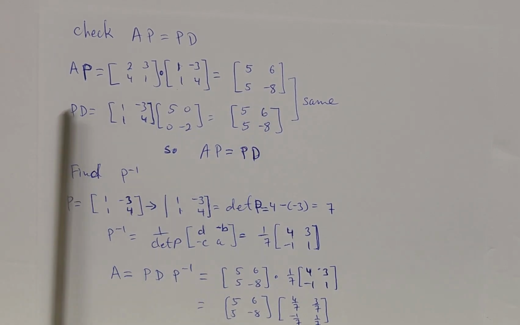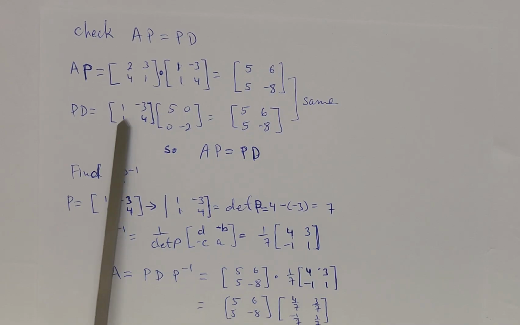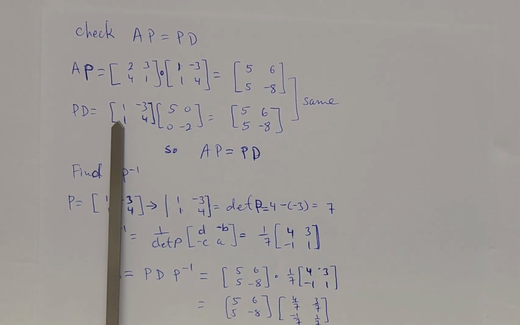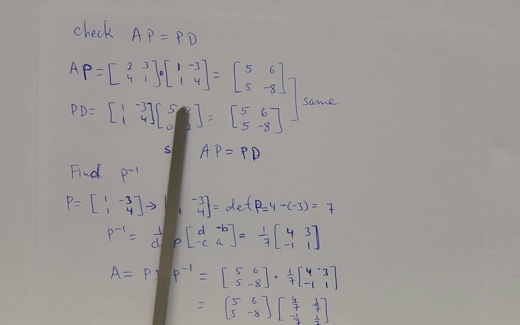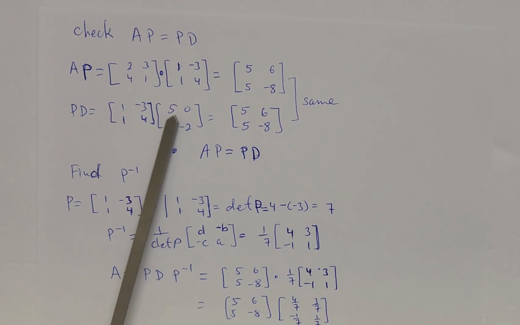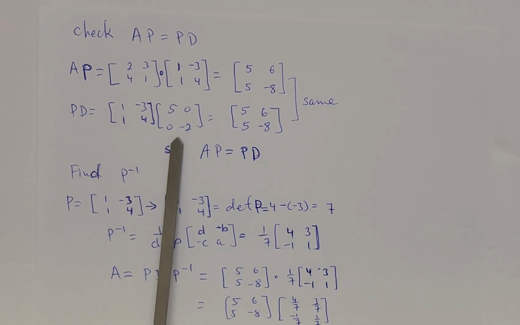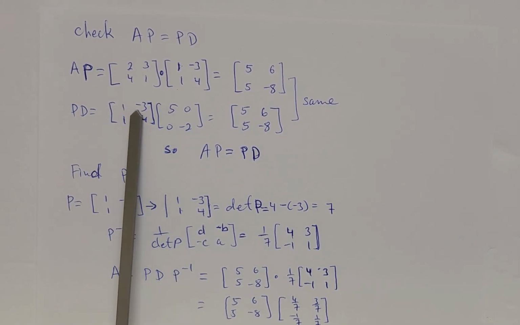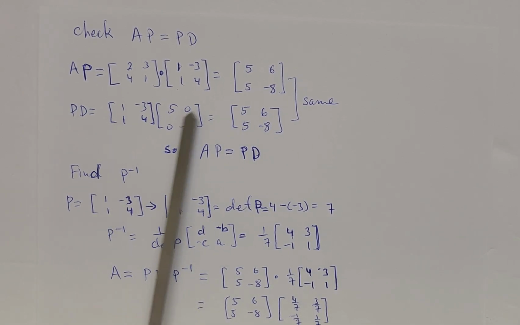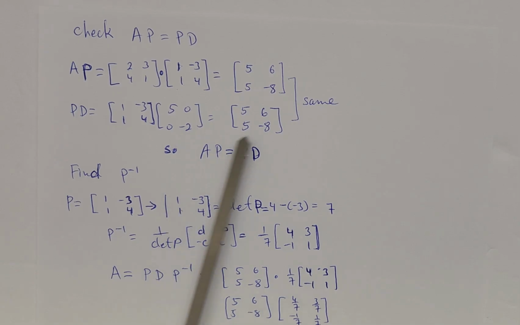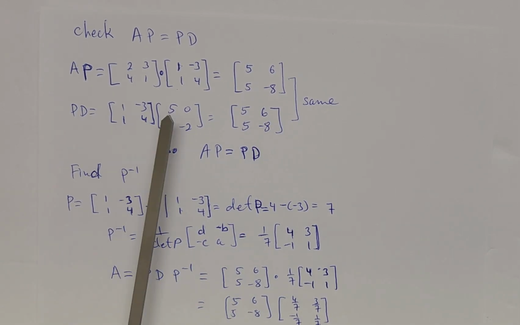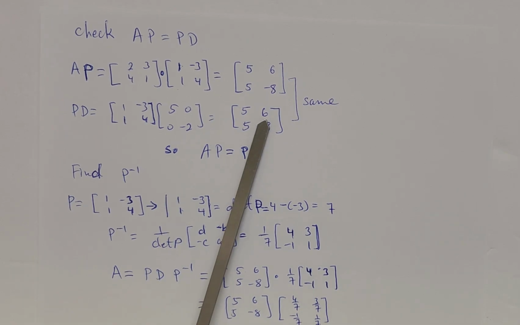Now do that again for PD. P is the basis or the vector that belongs to the eigenvalue. This is the D matrix that only has the eigenvalues. So just multiply across. 1 times 5 is 5. -3 times 0 is 0. So just 5. 1 times 0 is 0. Then -3 times -2 gives me this 6.